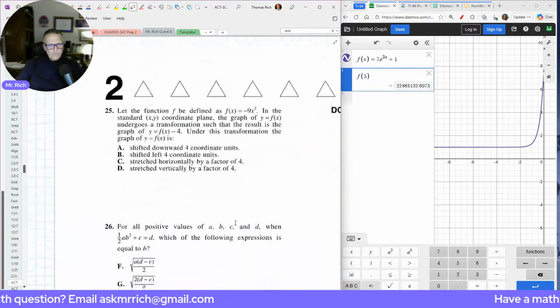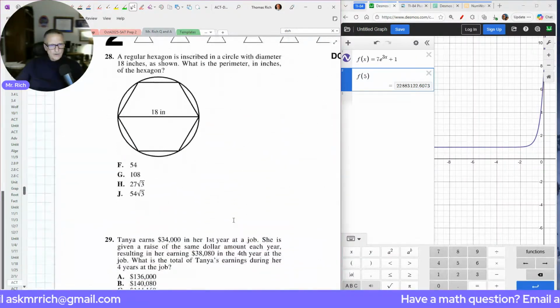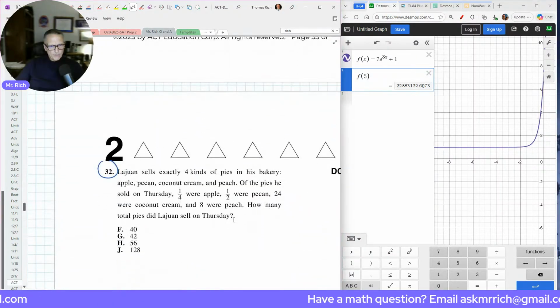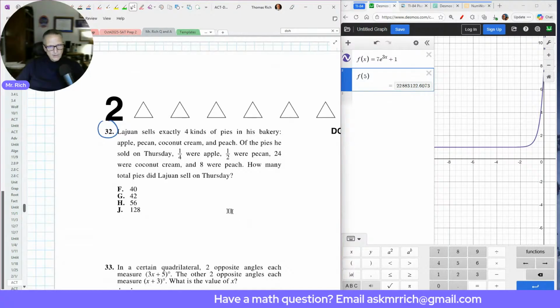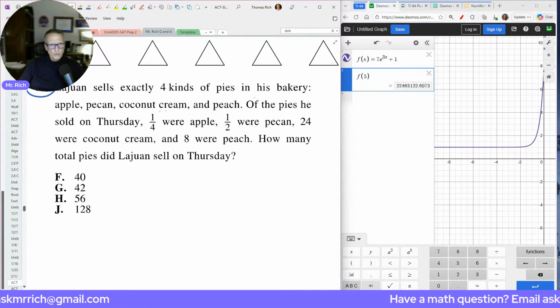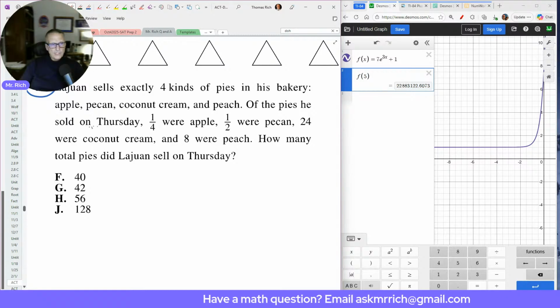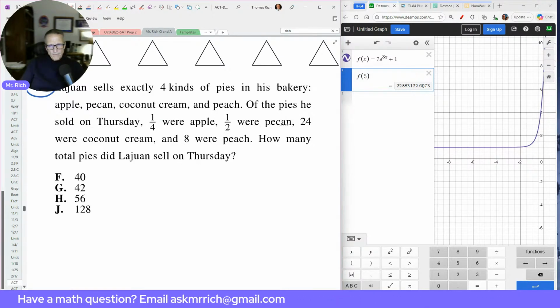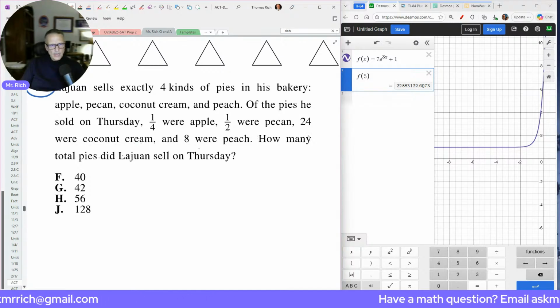All right. Let's see what else we've got here. I think I had another one. Yeah, I want to do this one here because it involved fractions. This is number 32. Lawan sells 4 kinds of pies in his bakery: apple, pecan, coconut cream, and peach. Of the pies he sold on Thursday, 1/4 were apple, 1/2 were pecan, 24 were coconut cream, and 8 were peach. How many total pies did Lawan sell on Thursday?